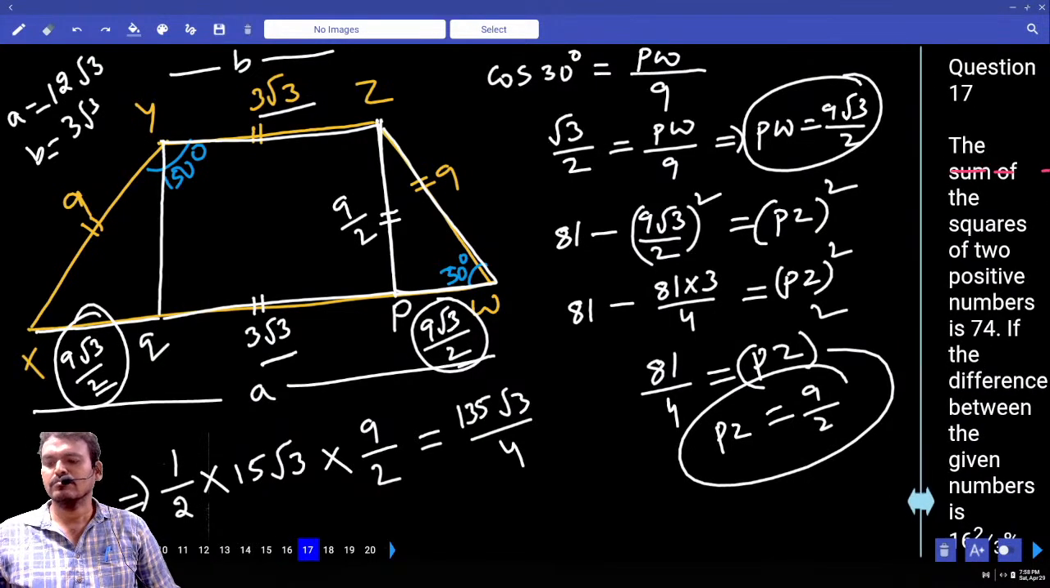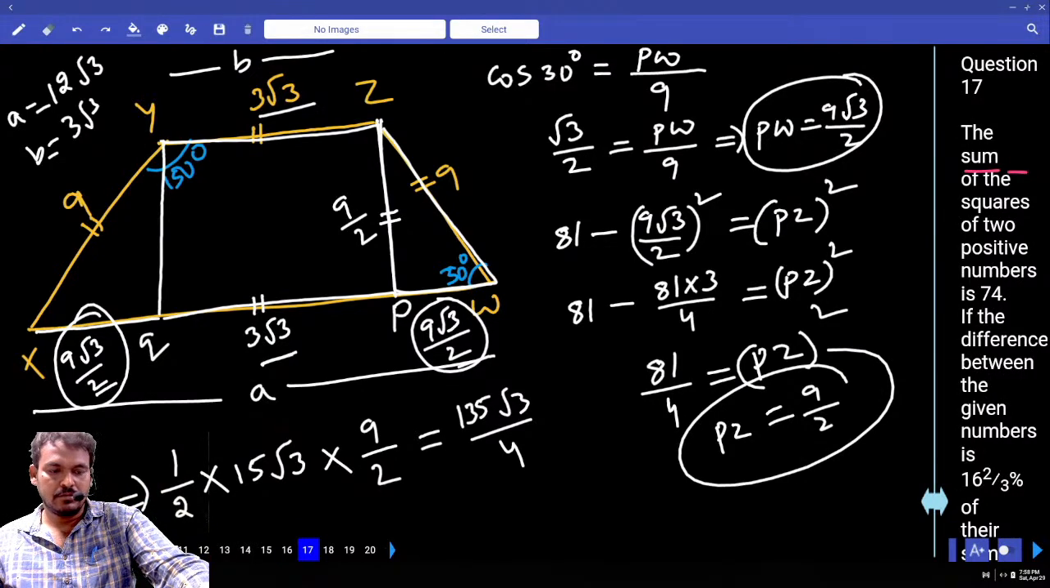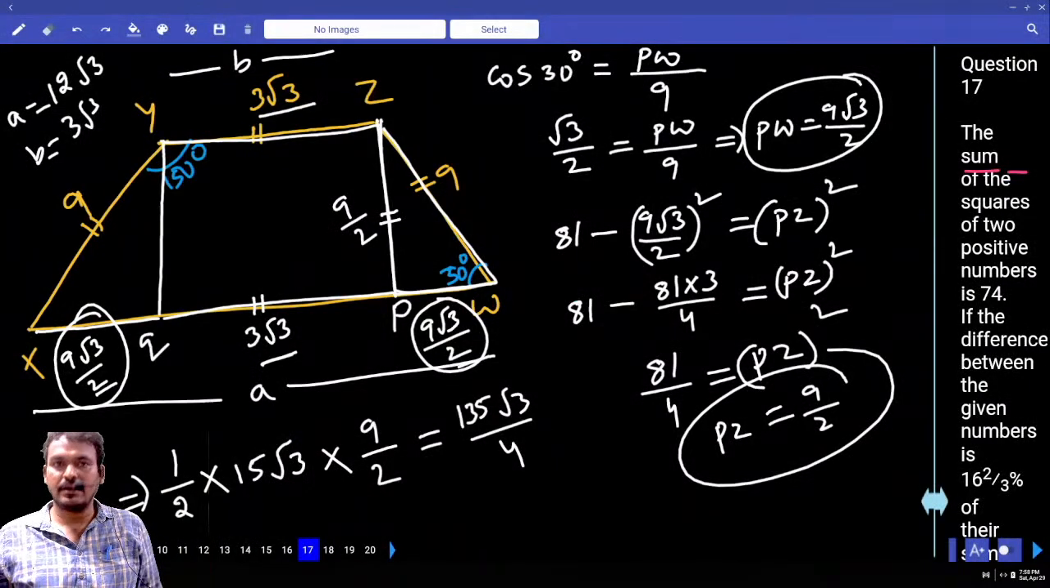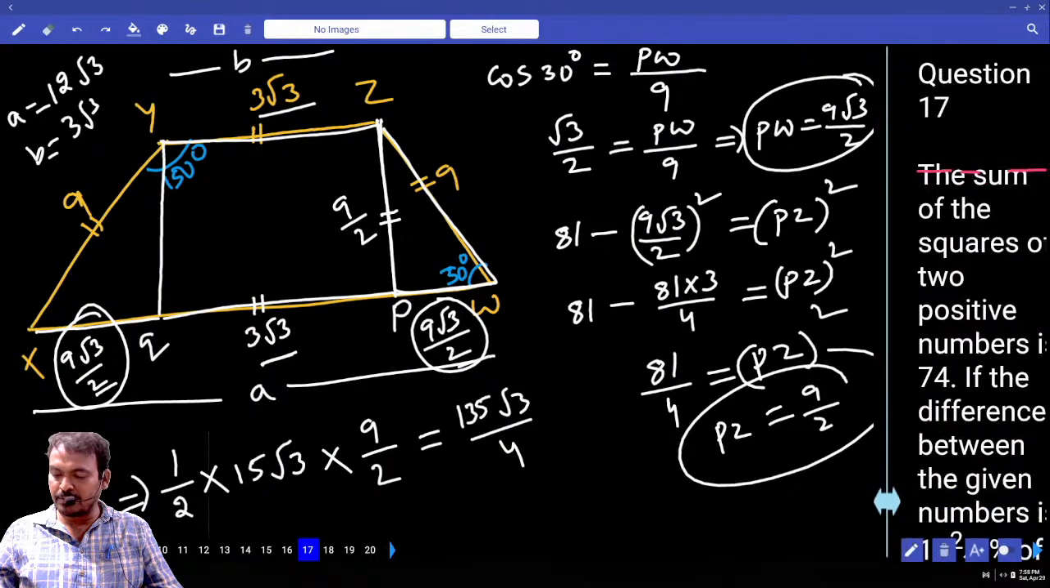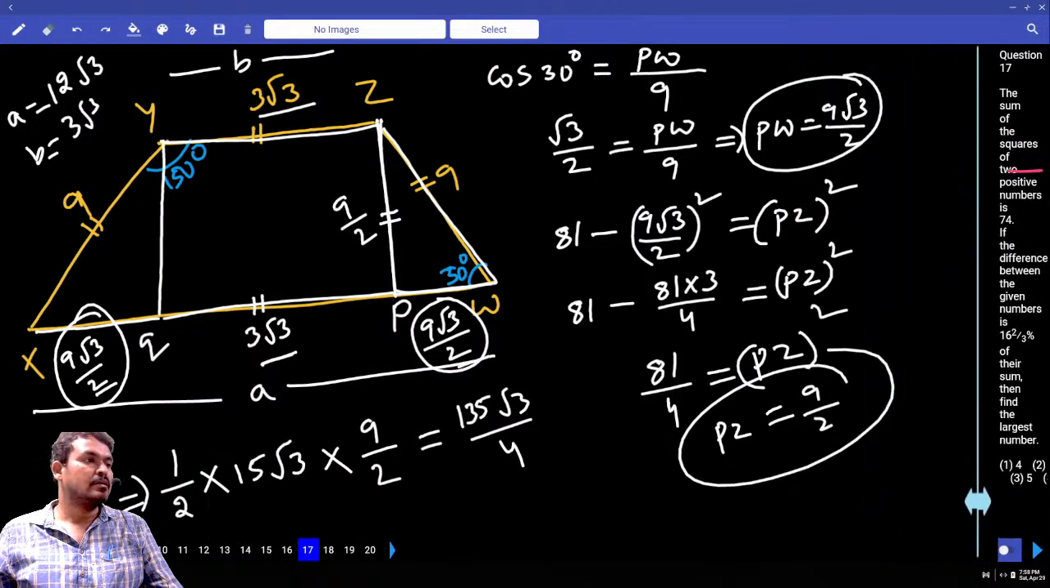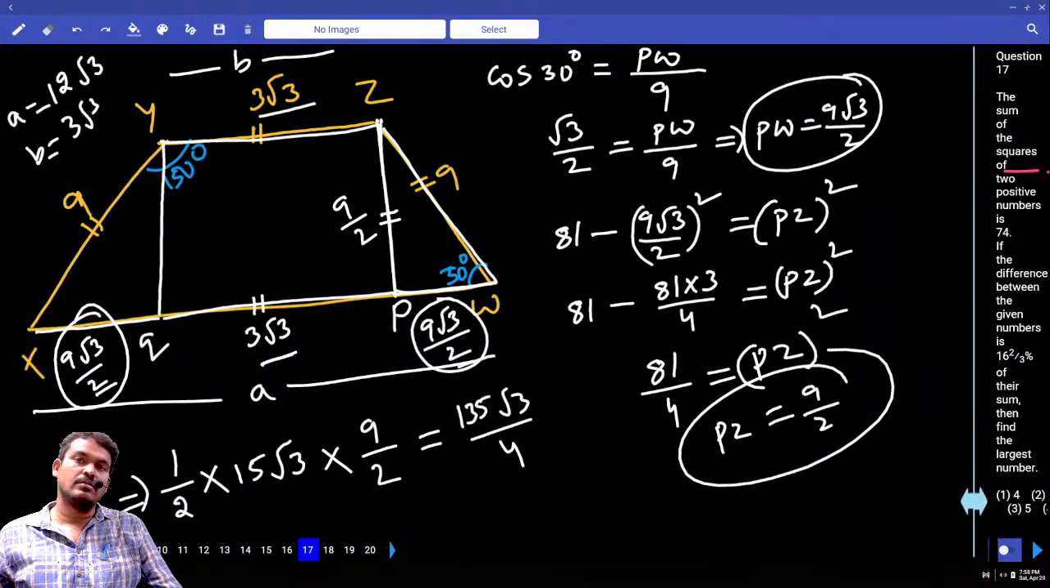Seventeenth question. The sum of the squares of two positive numbers is 74. The difference between the given numbers is 16 2/3% of their sum. And what is the question here? Find the largest number.